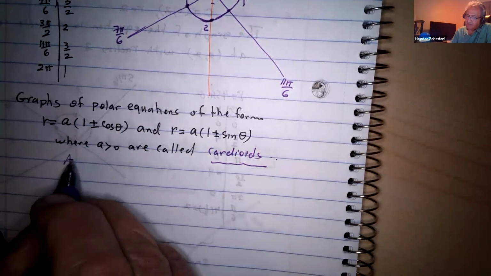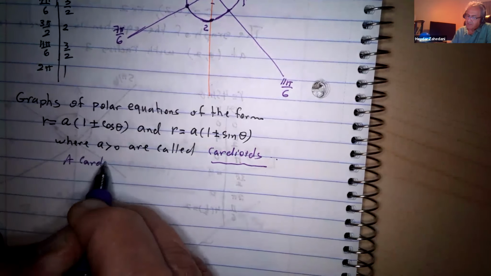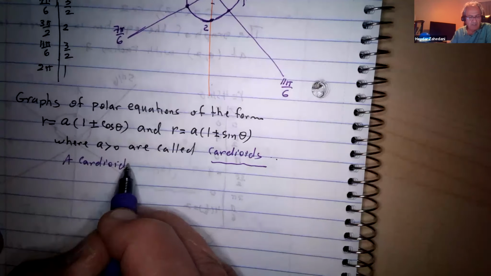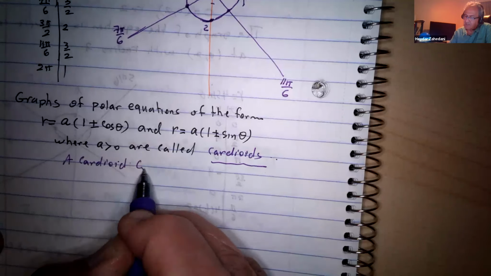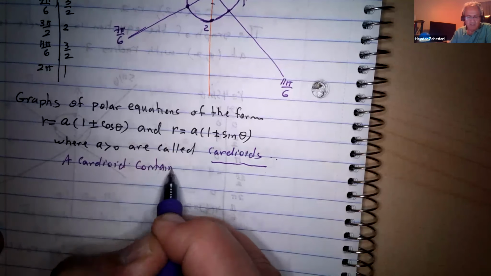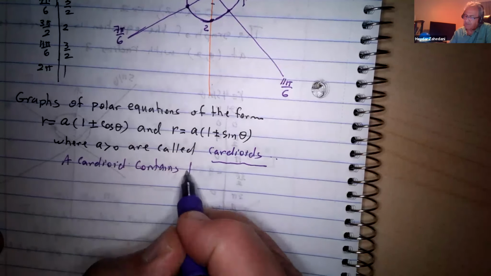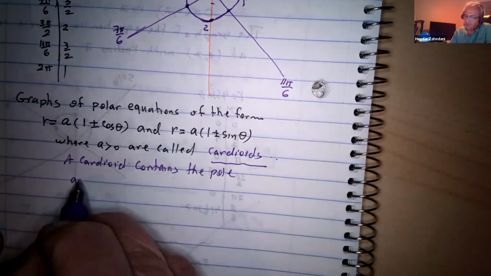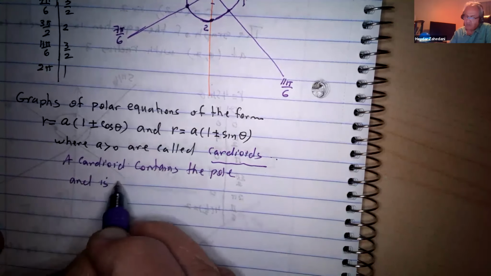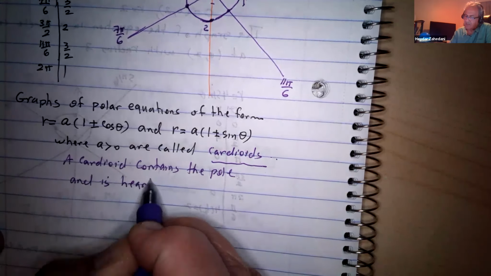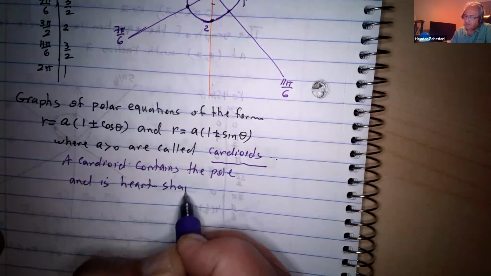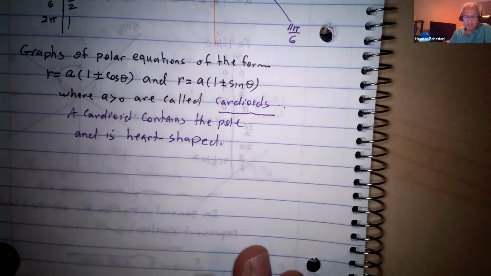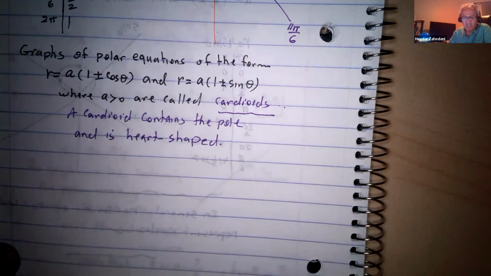So a cardioid contains the pole, the origin, and is heart shaped. So you should be able to identify it right away.